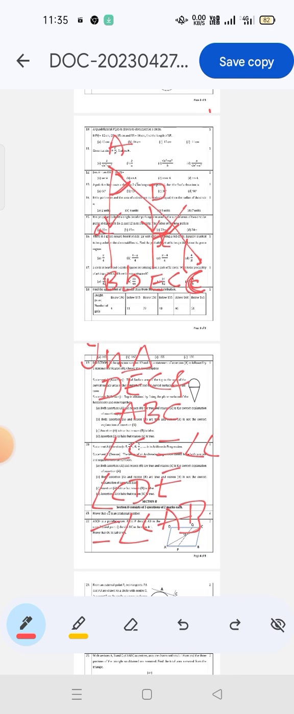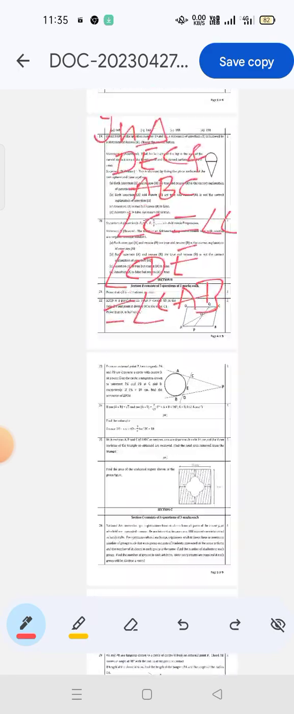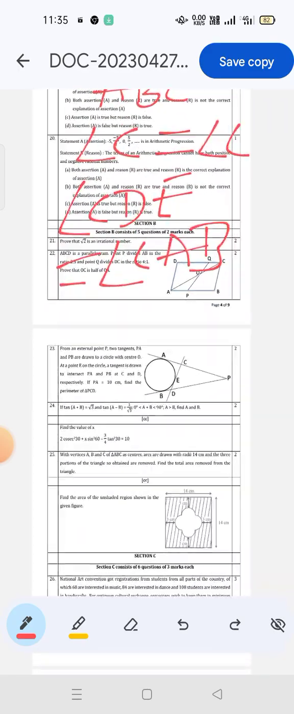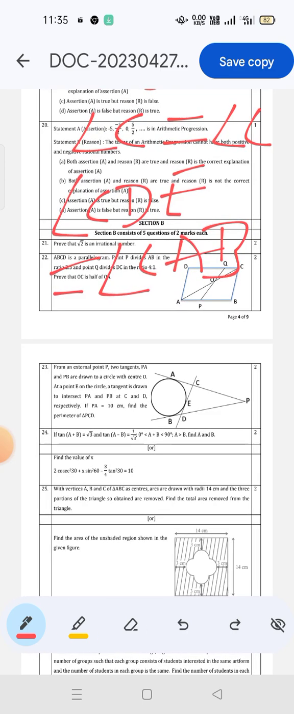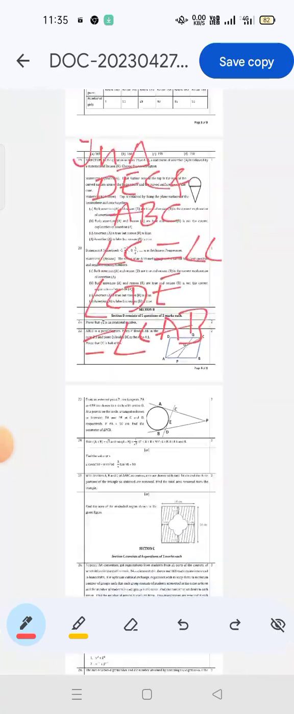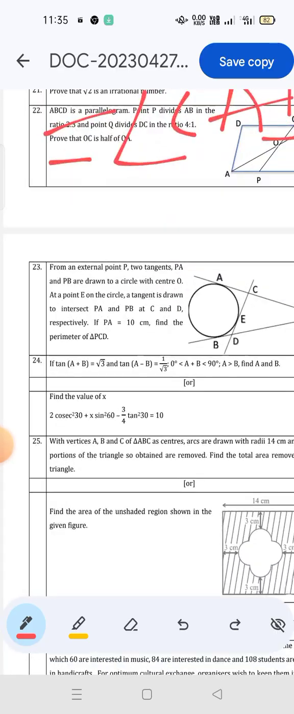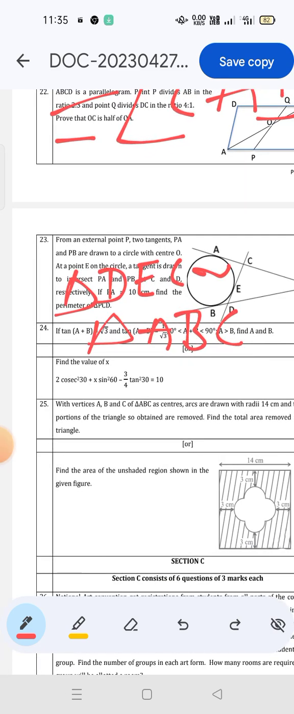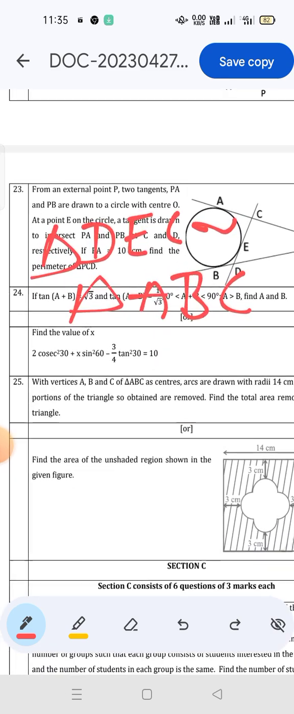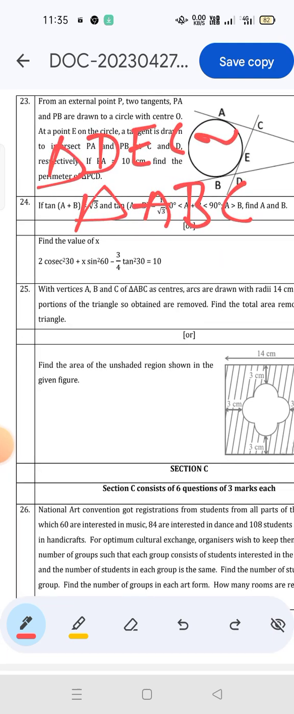Now it is enough to show that these two triangles are similar, because we have a criterion called the AA similarity criterion. If two corresponding angles of two triangles are equal, then the two triangles are similar. So triangle DEC is similar to triangle ABC. Once the triangles are similar, corresponding sides of similar triangles are proportional. So I can write like this.